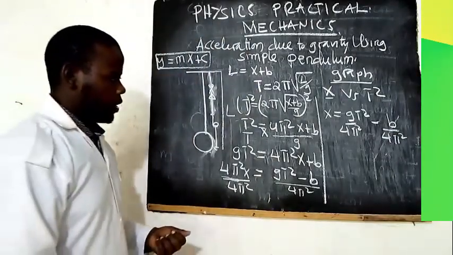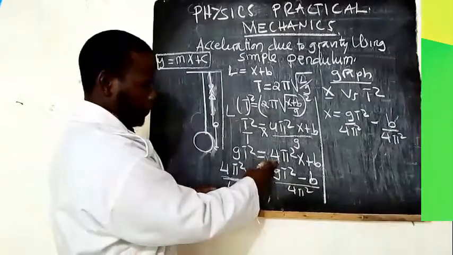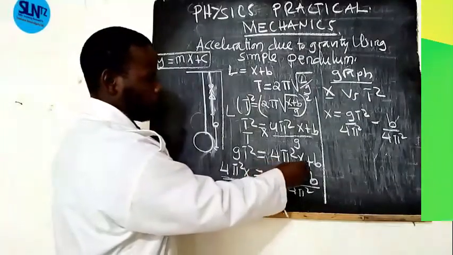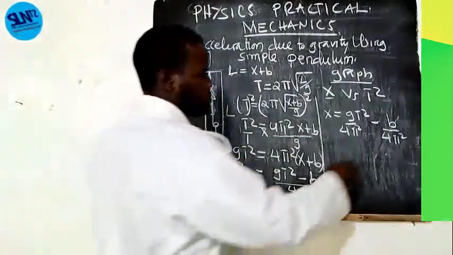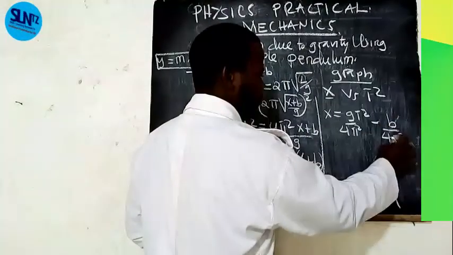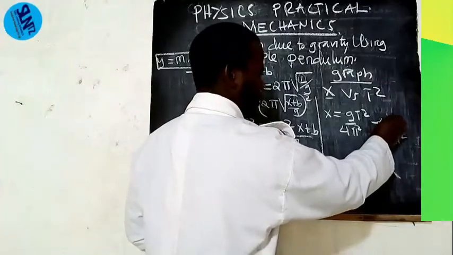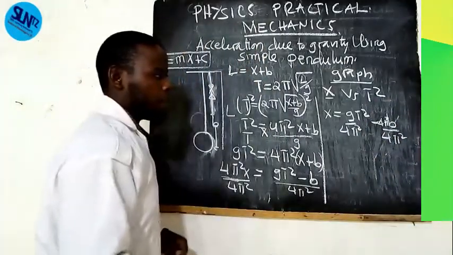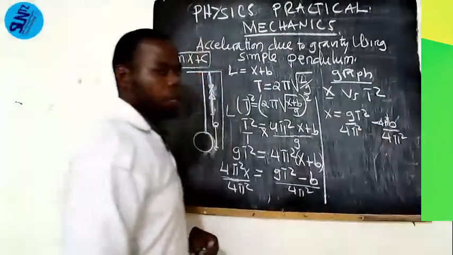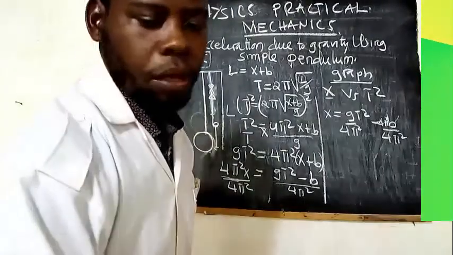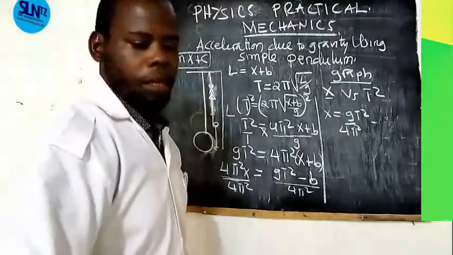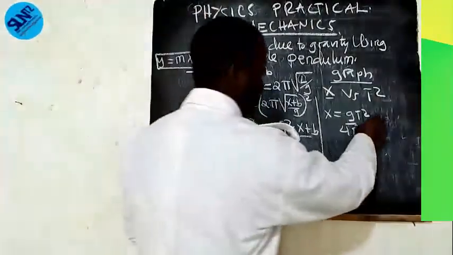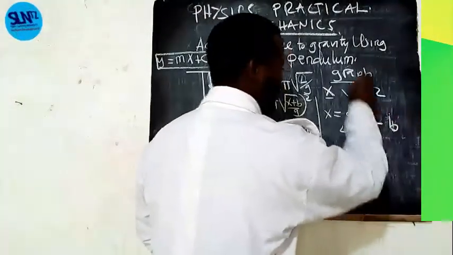Right? Because here it was multiplied on both sides, so it means here there was 4 pi squared, and this and this will be cancelled. So the answer here will be minus b.